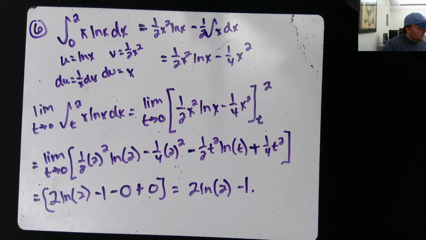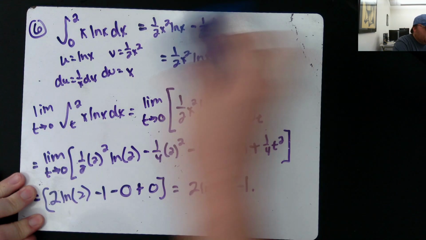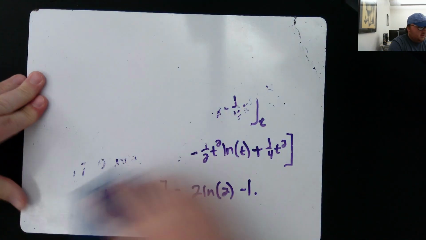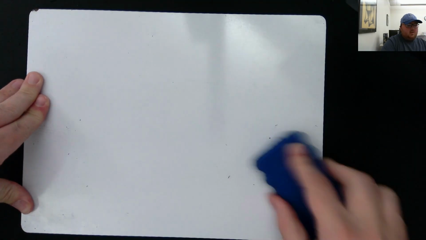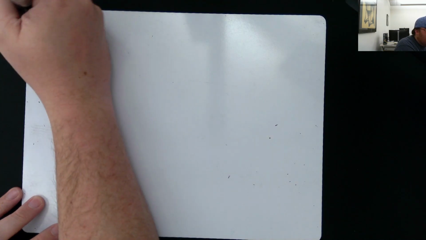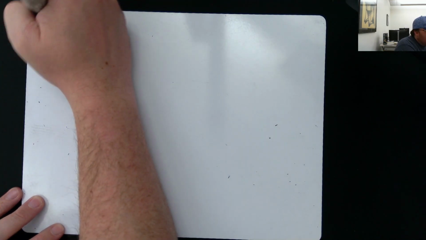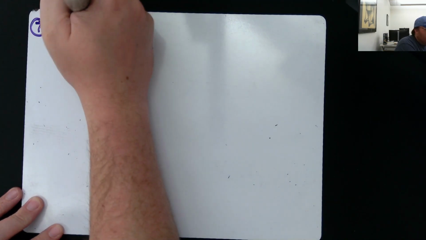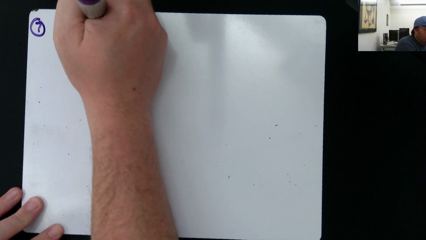One more example that's like this. Example number 7. Integral from -1 to 1 of 1 over x cubed dx.